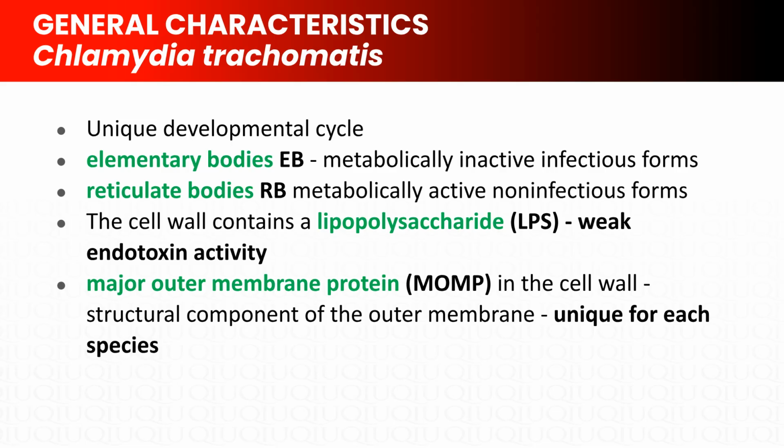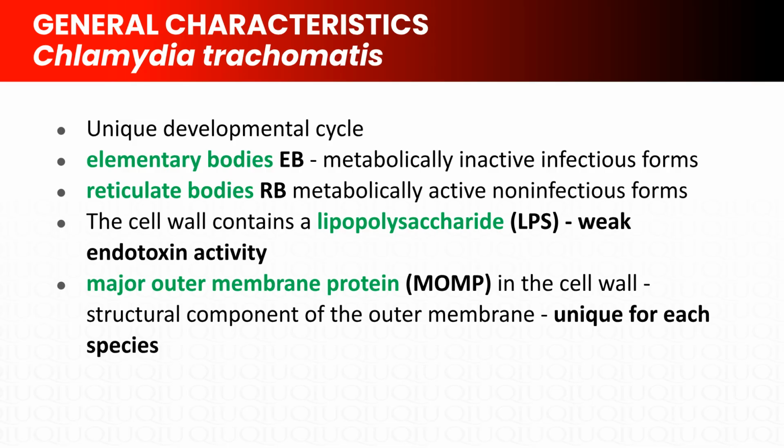Chlamydia have a unique developmental cycle involving two distinct morphological forms, which we'll discuss in detail on the next slide. For now, understand that they exist as elementary bodies, which are the metabolically inactive but infectious forms, and reticulate bodies, which are the metabolically active but non-infectious forms. This biphasic life cycle is unlike any other bacteria and is central to understanding chlamydial pathogenesis.